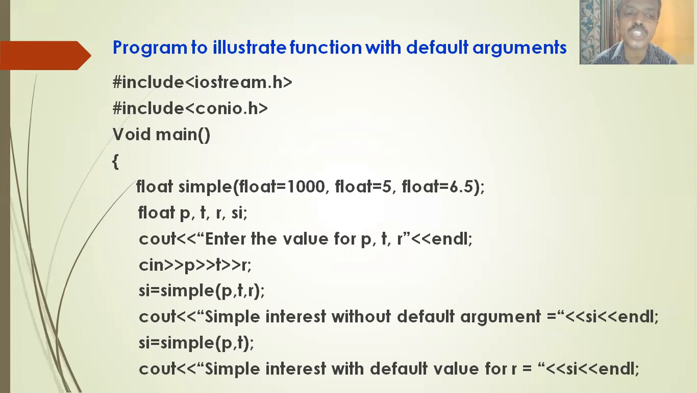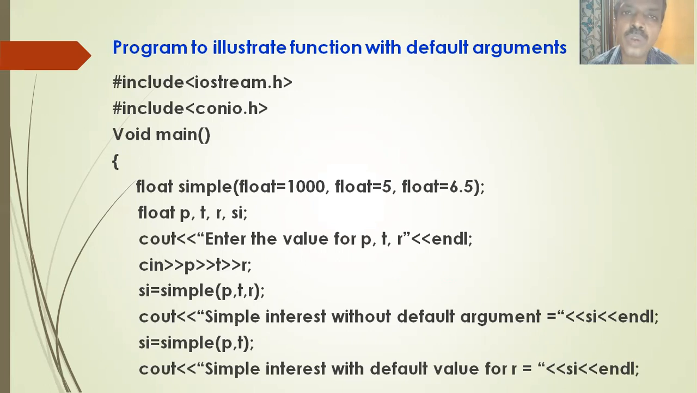Now we are calling the function SI equal to simple of P, T, R. So here the prototype also says that the function has 3 arguments. While calling also, you are calling with 3 arguments. In this case, your default value has no meaning. Okay. Next, display the result. cout simple interest without default argument, because in this case all the 3 arguments are present. In that case, simply display simple interest without default argument equal to the value of SI.